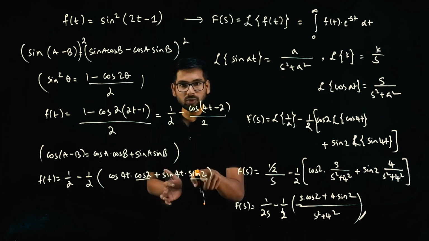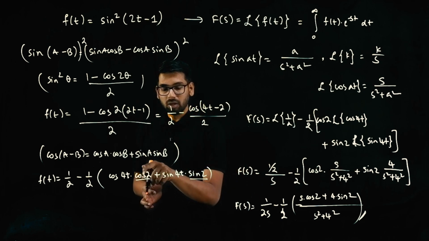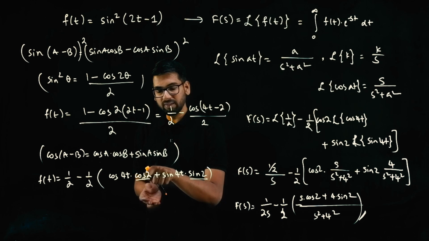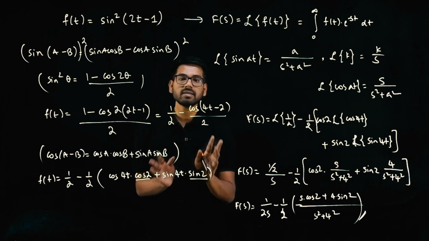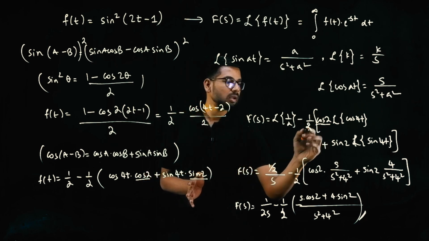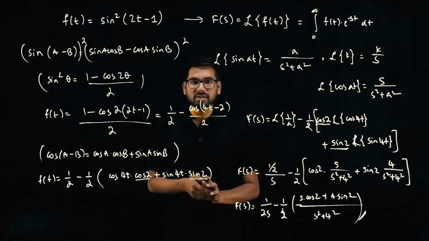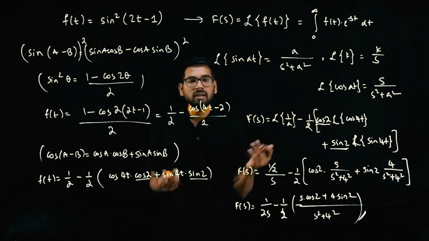And cos 2 and sine 2, if the term has no t in it, it doesn't matter if it is exponential or cos or anything. If it doesn't have t, it is considered a constant. You have to keep it outside while taking the Laplace transform. Okay, so let's see another question.